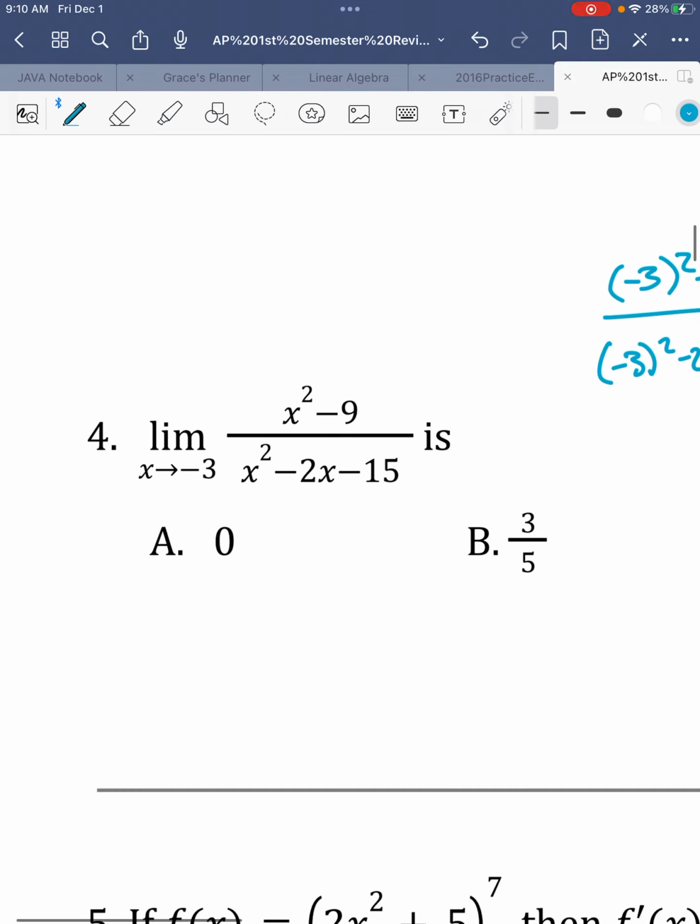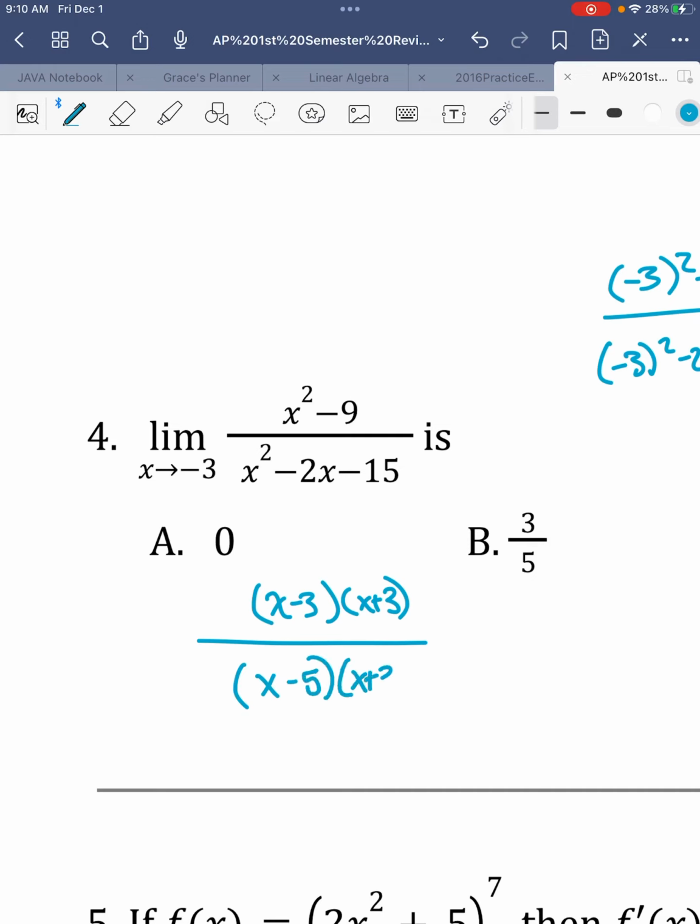So we're going to come back over here to our original function. Now we're going to factor it, which, by the way, you could have just factored this from the beginning. It's typically going to be something that you need to factor. So numerator is difference of squares, so x minus 3, x plus 3. Denominator is a quadratic, so what goes into negative 15 and adds up to be negative 2, so that would be x minus 5, x plus 3.